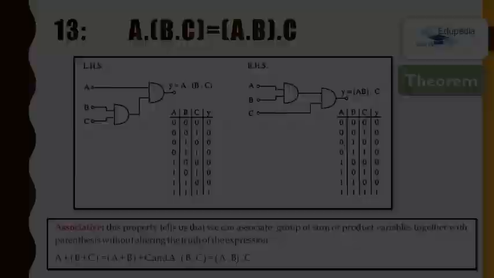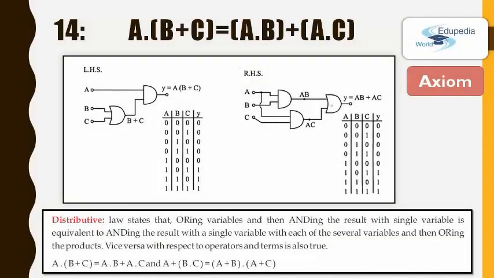Now the 14th law is a little bit more complex. We call it the distributive law. A dot (B plus C) equals A dot B plus A dot C. If you check the left hand side logic circuit, you can see B plus C is handled separately and input into the AND gate with the input A.